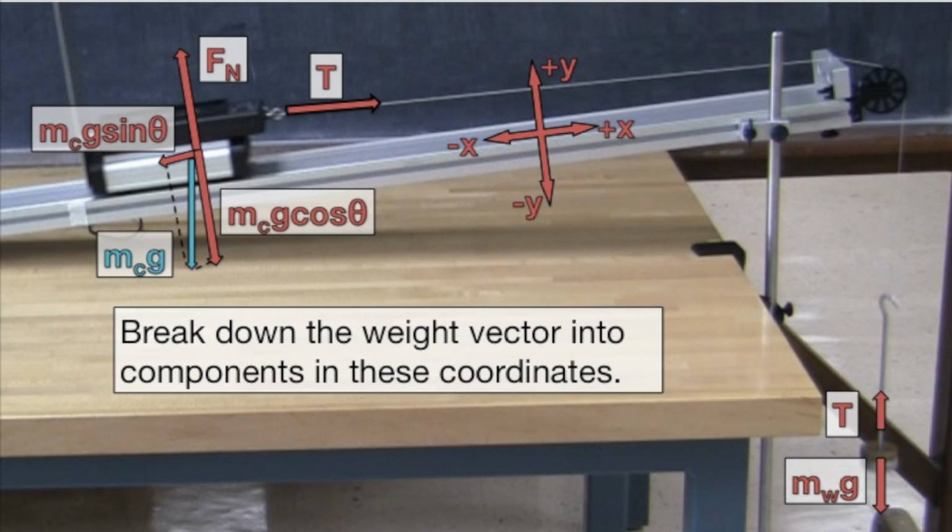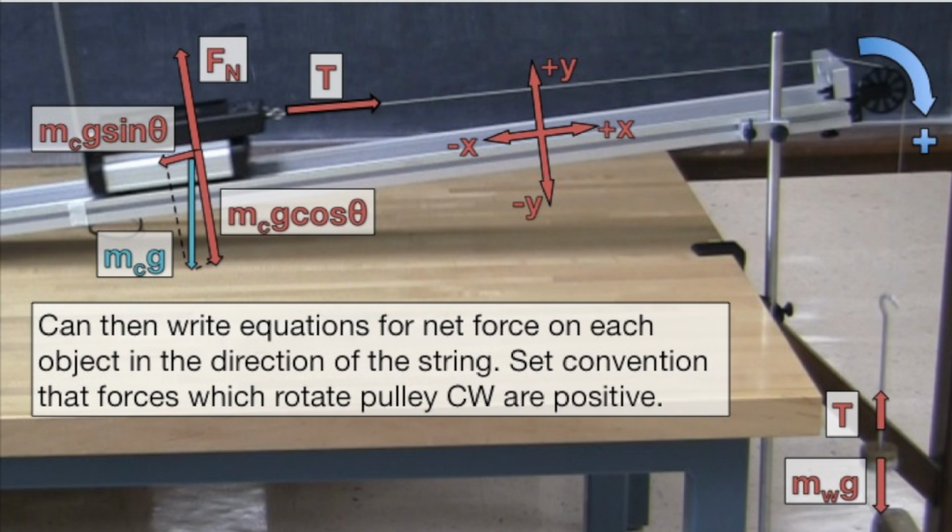Next, we break down the weight vector into components in these coordinates. Next, we will write down the forces that act on the counterweight parallel to the string. These include the tension and the weight. We will take the convention that forces that rotate the pulley clockwise, such as the weight of the counterweight or the tension on the cart, are positive, while forces that rotate the pulley counterclockwise are negative.